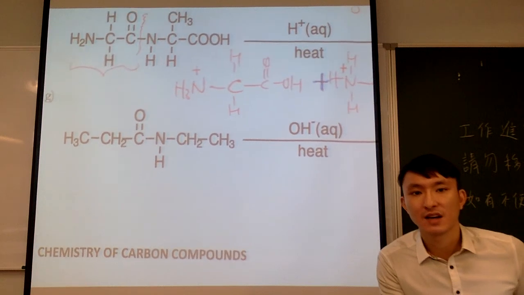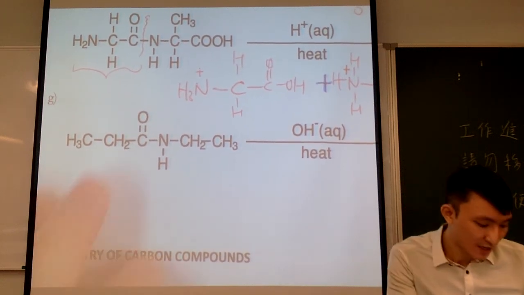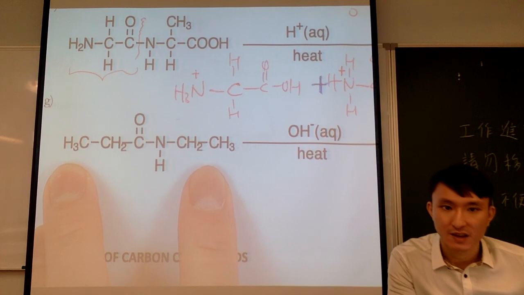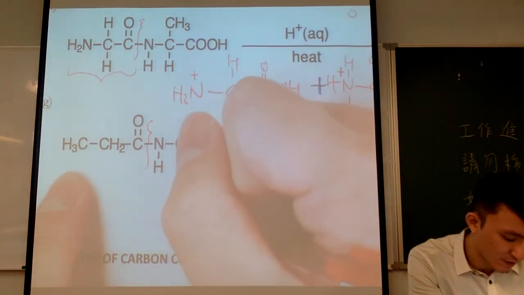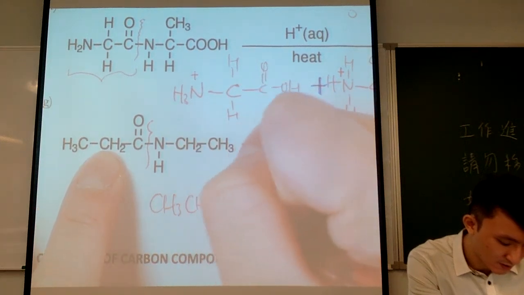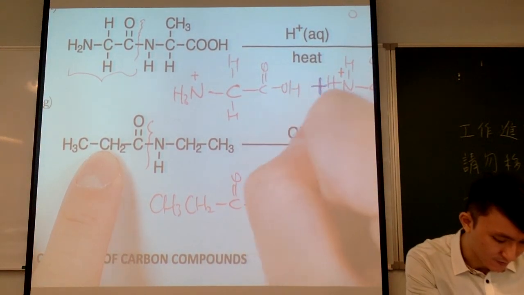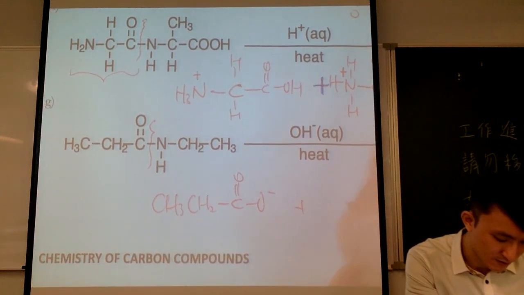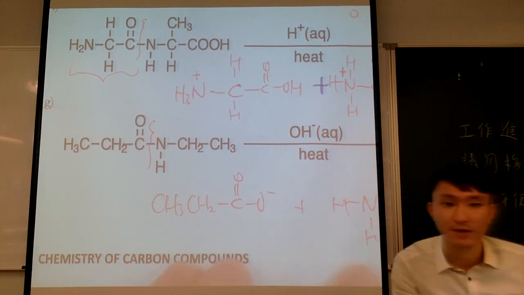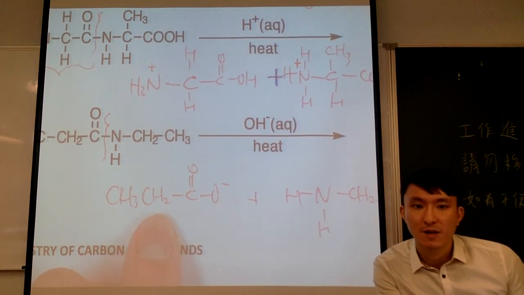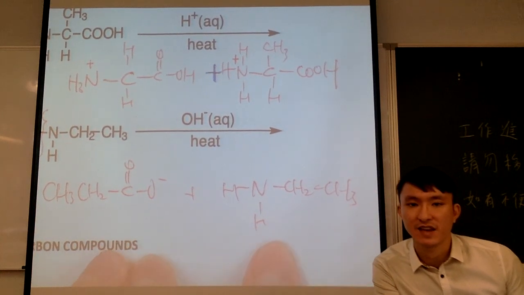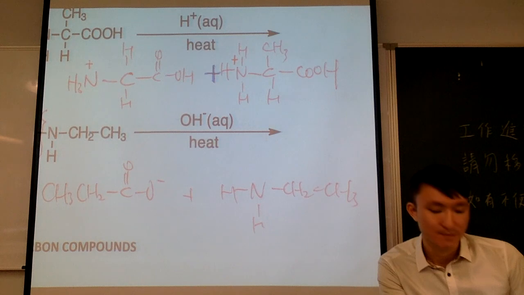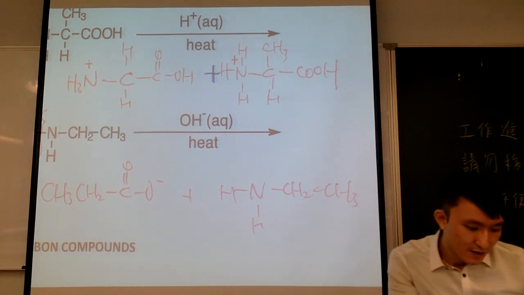And the last one, this is just a very typical amide. Okay? So we will cut it here in an alkaline medium, then it should give us this one, and then okay, we have a propanoate ion, and then we have an ethylamine or ethanamine. Okay, all right.